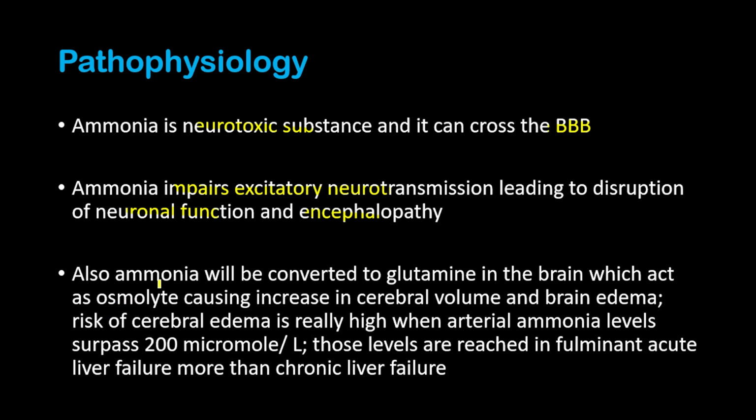Now also the ammonia will be converted to glutamine in the brain, which acts as an osmolyte, causing increase in cerebral volume and brain edema. Now, the risk of cerebral edema is really high when the arterial ammonia levels surpass 200 micromole per liter, and those levels are reached in fulminant acute liver failure more than chronic liver failure.